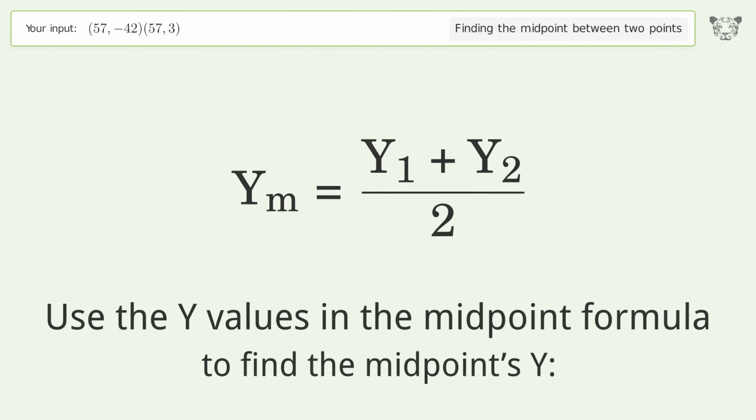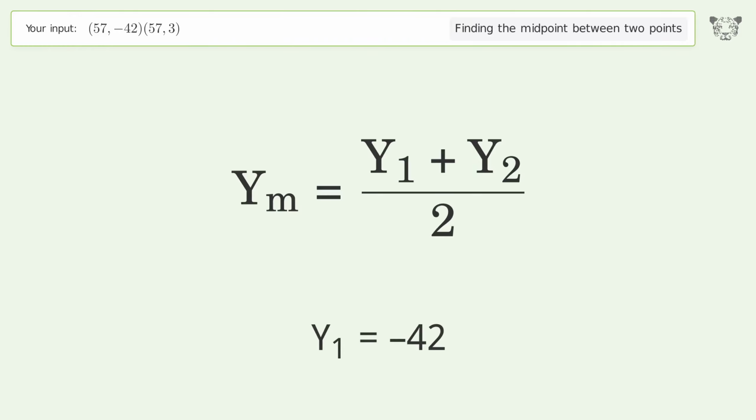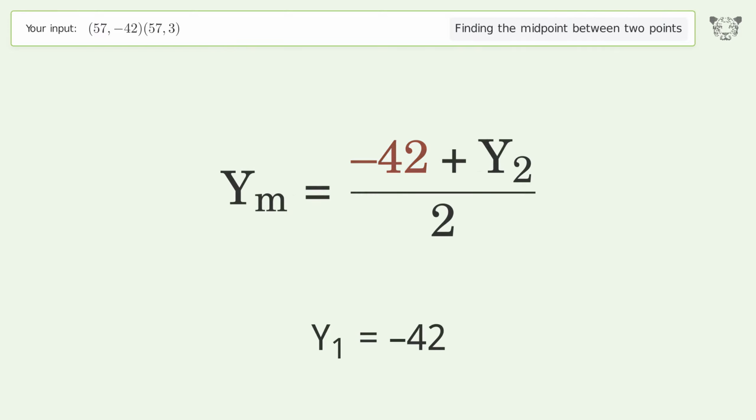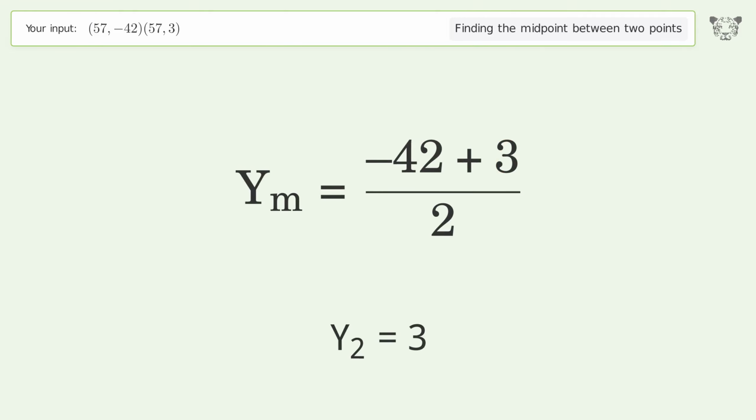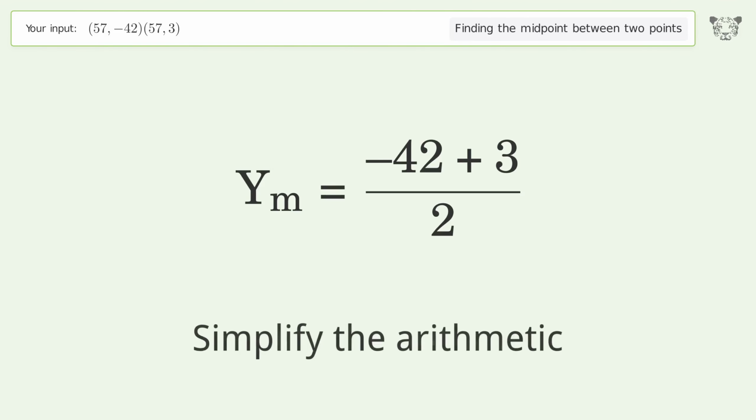Use the y values in the midpoint formula to find the midpoint's y. y1 equals negative 42. y2 equals 3. Simplify the arithmetic.